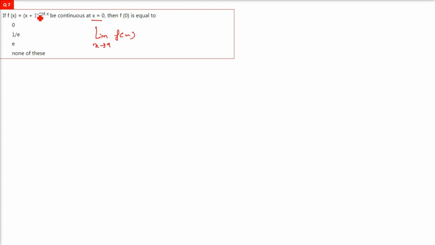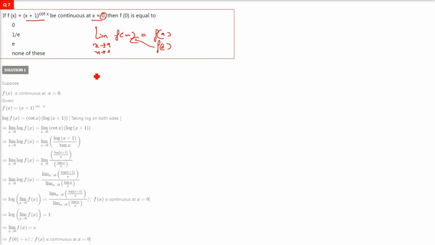So limit x tends to a of f(x), this I am telling you about the continuity. If it is equal to f(a), in this case a is 0, so limit x tends to 0 of f(x), if it is equal to f(0), then f(0) is equal to what? So we have to actually find out the limit here. Limit x tends to 0 for (x plus 1) to the power cot x. So let us see how we do it. There are two methods actually. So I'll tell you both the methods.